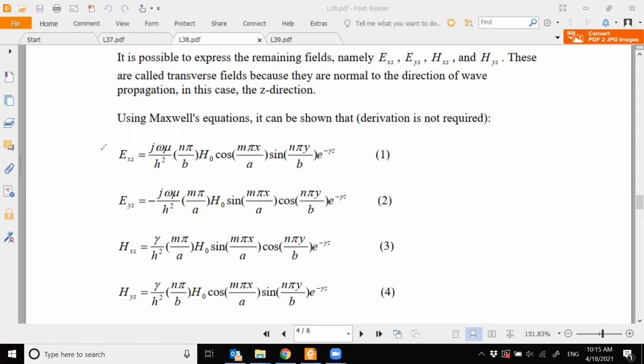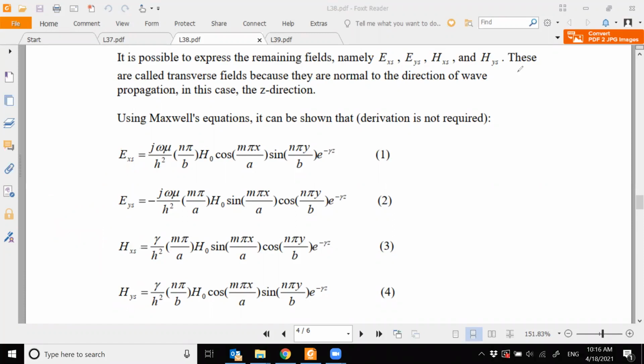So you have EXS, EYS, HXS, HYS. These are all called the transverse field components. And why are they called transverse field components? Because they are perpendicular to the direction of propagation. They are in the transverse plane. And in our case, XY is the transverse plane because Z is our direction of propagation.